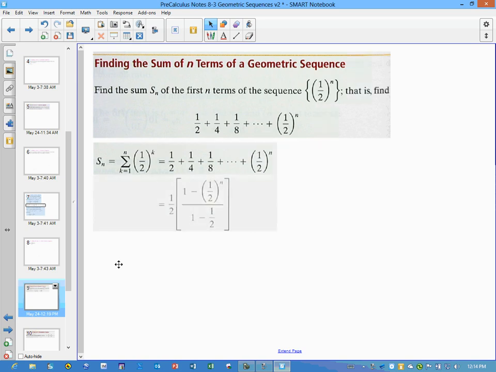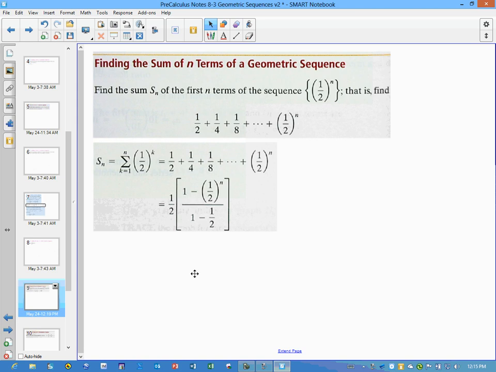So now we're going to use our formula for the sum of a finite geometric sequence, because we're going from 1 to n, so it's not infinite. And that is a sub 1, which we know is 1/2, times 1 minus r to the n, where r is 1/2, and that's all over 1 minus r.